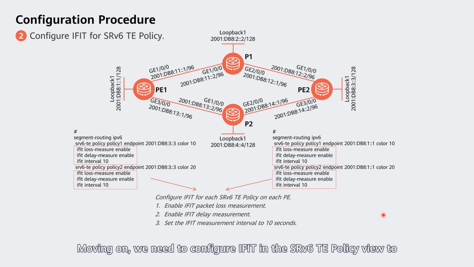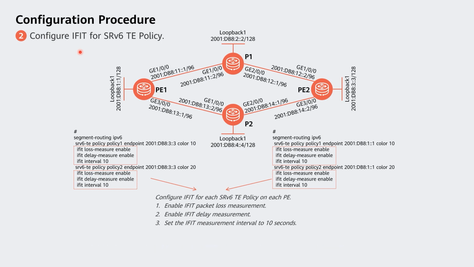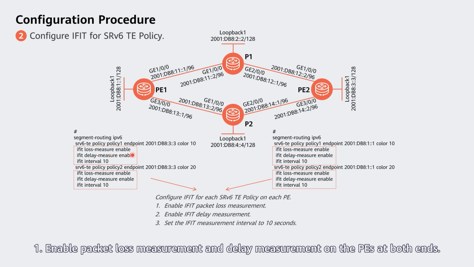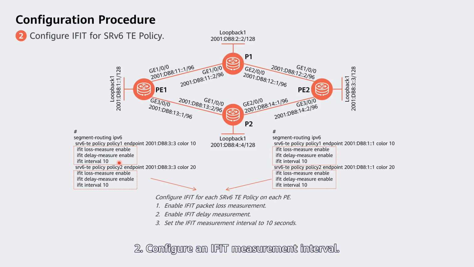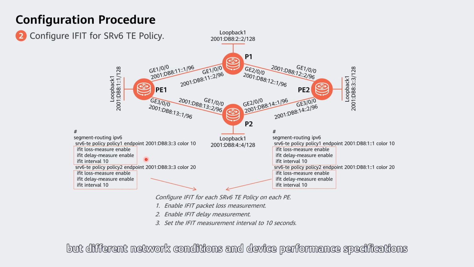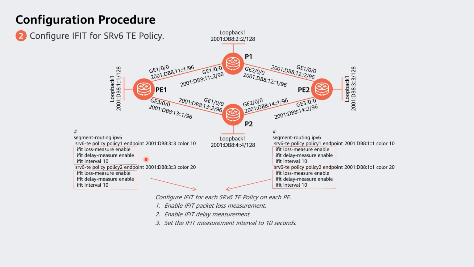Moving on, we need to configure IFIT in the SRv6 TE policy view to measure the quality of available candidate paths. Specifically, 1. Enable packet loss measurement and delay measurement on the PEs at both ends. 2. Configure an IFIT measurement interval. We use 10 seconds as an example, but different network conditions and device performance specifications will determine the value you use. Here, we use end-to-end measurement as an example. If you want to use hop-by-hop measurement, you need to run the IFIT measure mode trace command.